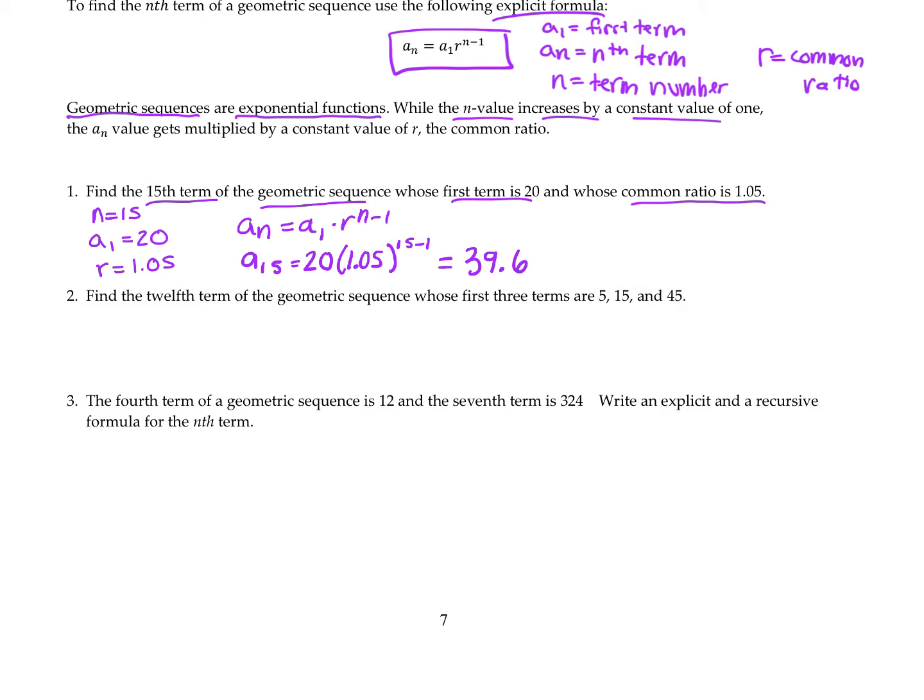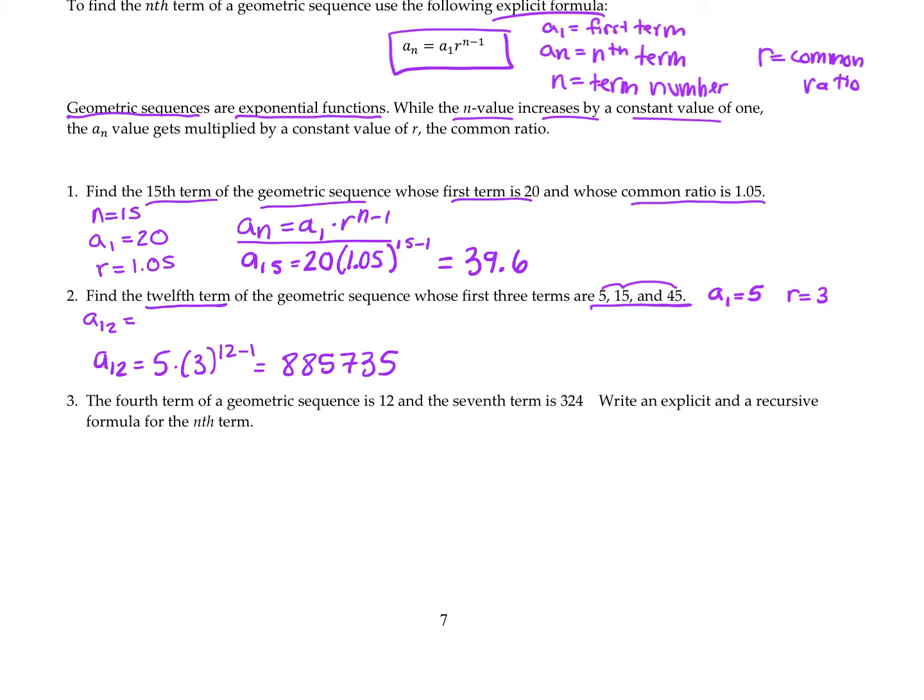All right, similarly in number 2, they want us to find the 12th term. They want me to find A12. But they only tell me the first 3 terms of the sequence. So from this, I can deduce that A1 is 5. I can see that to go from 5 to 15 and 15 to 45, I'm multiplying by 3. So I know my common ratio is 3. So to find A12, I would use my explicit formula. So A1 times R to the 12 minus 1. And I would get 885,735.